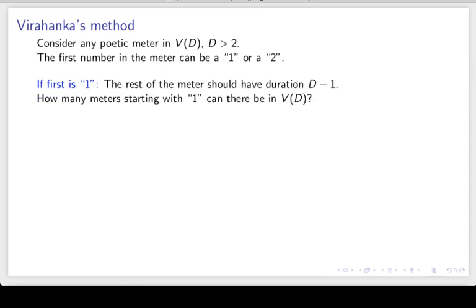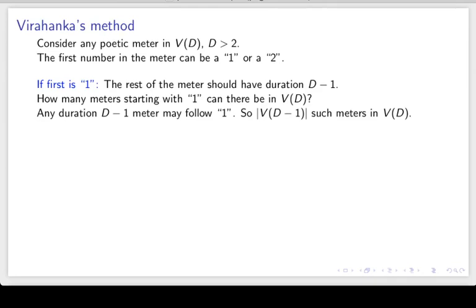So then the question is, how many meters starting with 1 can there be in V of t? How many meters that start with 1 can there be in V of t? Now, following this 1, we could have any meter of duration d minus 1. We can tag along a meter of duration d minus 1 after this 1, and absolutely any one of those will do.